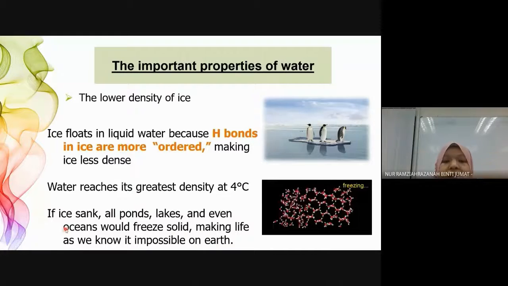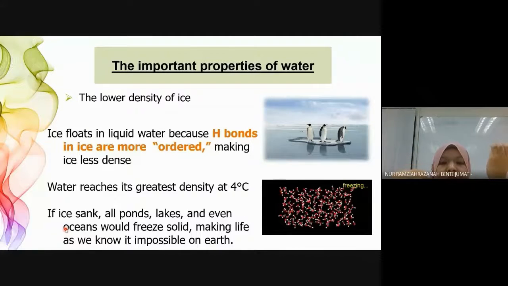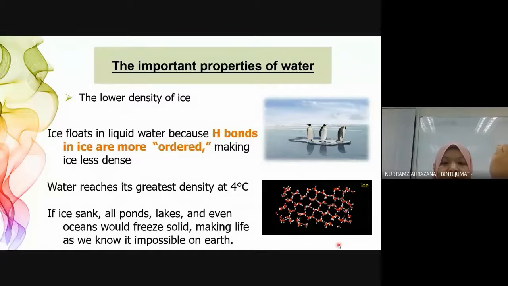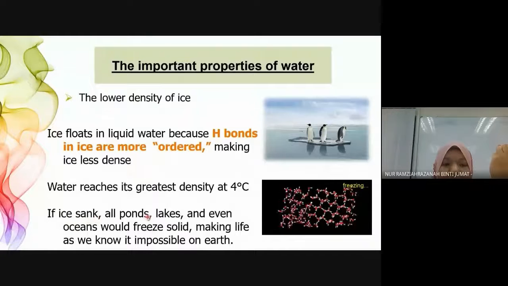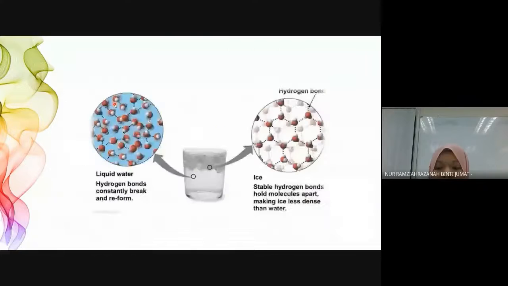Imagine if it were the opposite. If water behaved like any other normal solid, then as the temperature lowers and ice forms, the molecules would become closer to one another and have higher density. Then ice would sink, and all ponds, lakes, and even oceans would freeze solid, making life impossible and harming aquatic organisms. Thankfully, because of the properties of water, it is the opposite: when the water reaches below 4 degrees Celsius, the ice has lower density than water.